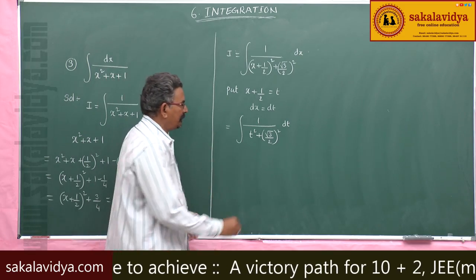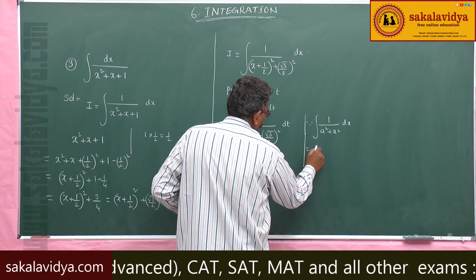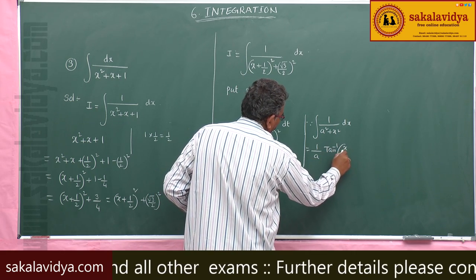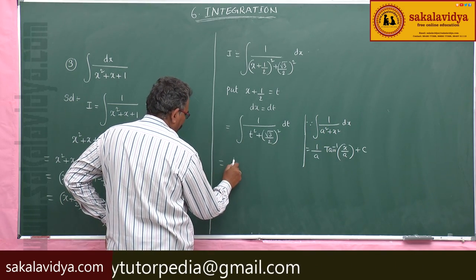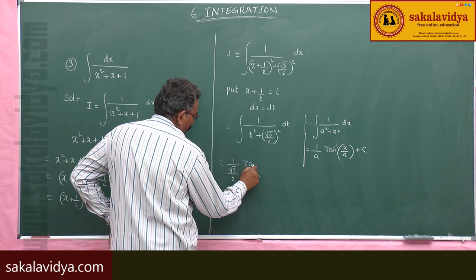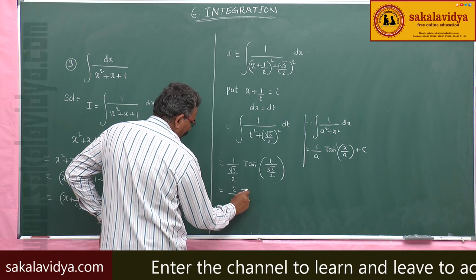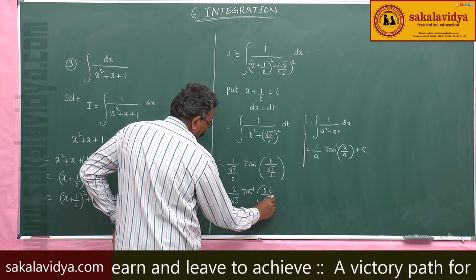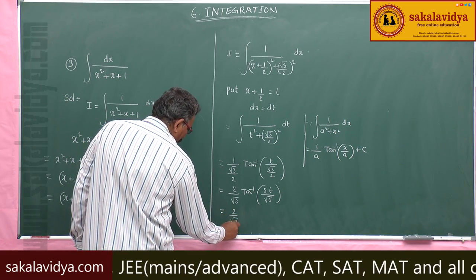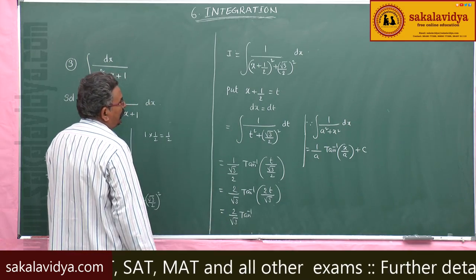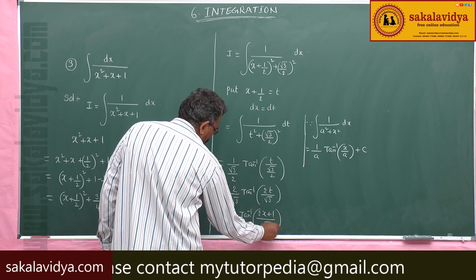Now in this case, how does it appear? It appears to be integral 1 by a square plus x square dx, which is equal to 1 by a tan inverse x by a plus constant of integration. Okay, am I correct? Now using this standard integral, this can be written 1 by root 3 by 2 tan inverse of t by root 3 by 2. So this is 2 by root 3 tan inverse of 2t by root 3. What does t stand for? t stands for x plus half. So that means 2 by root 3 tan inverse of 2 multiplied by x plus half, that is 2x plus 1 by root 3, plus constant of integration.